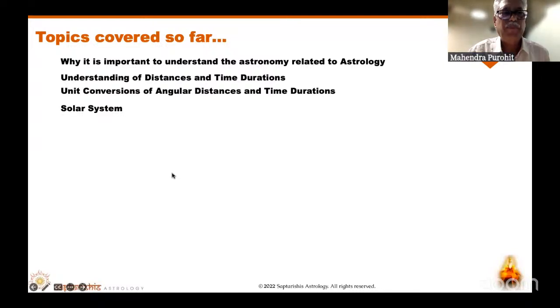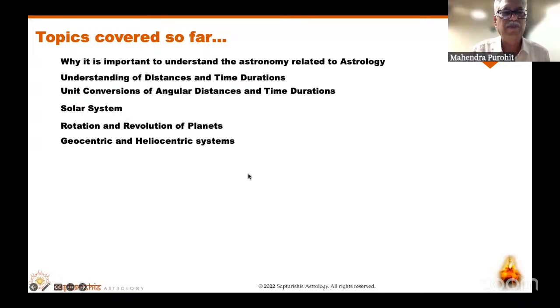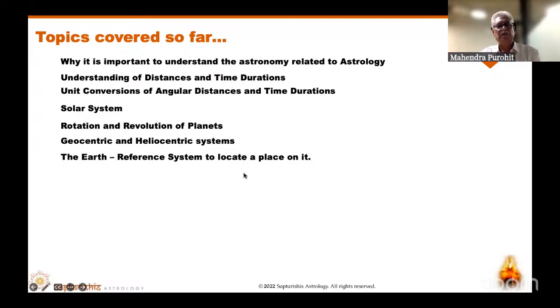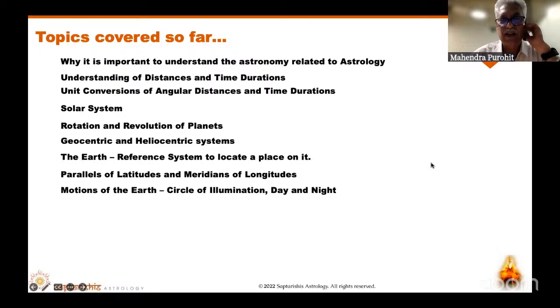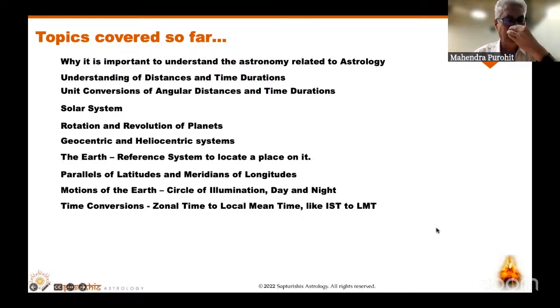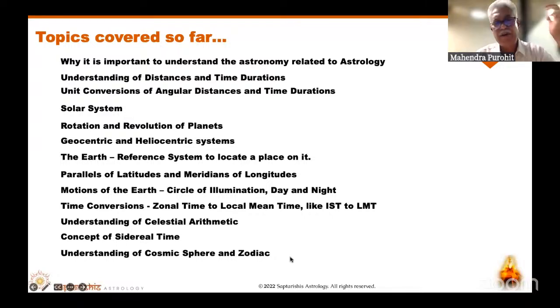Then the solar system, rotation and revolution of planets, geocentric and heliocentric systems, the Earth and reference systems to locate a place on it, the parallels of latitudes and meridians of longitudes, motions of Earth, circle of illumination, how day and night are created, then time conversion, zonal time to local time or vice versa, for example IST to LMT. Then understanding of celestial arithmetic, concept of sidereal time, and then understanding of the cosmic sphere and zodiac. This is all we have done so far.